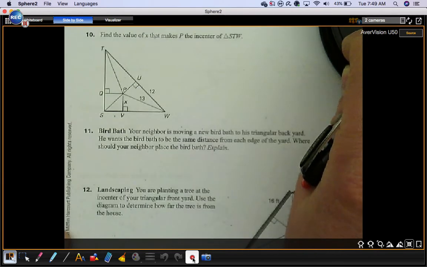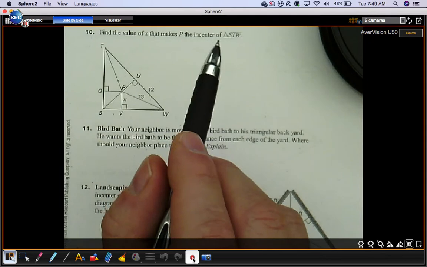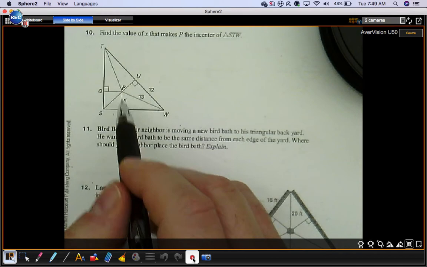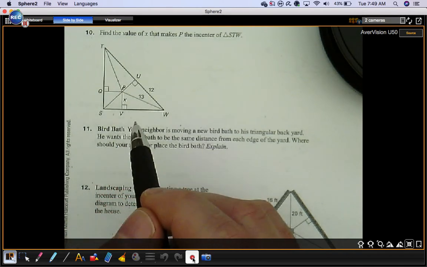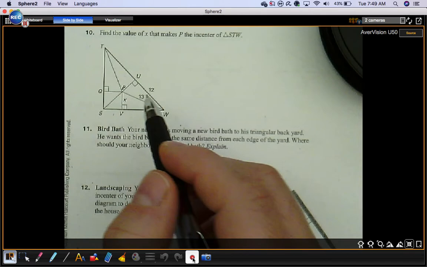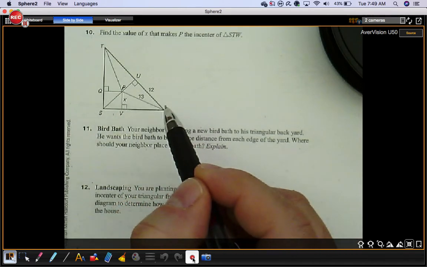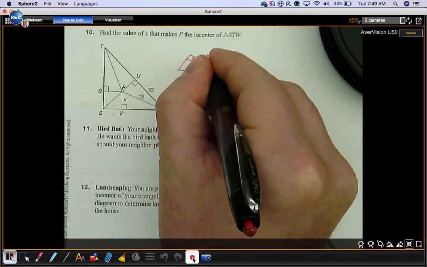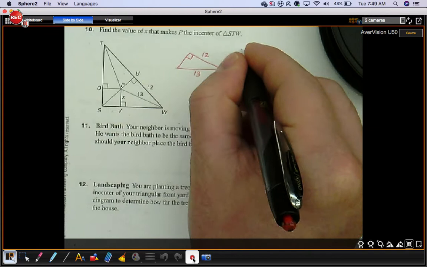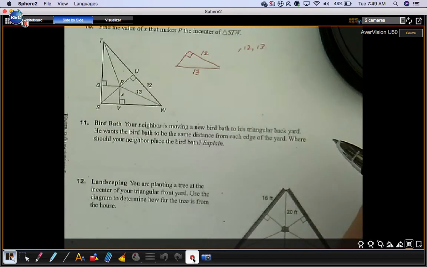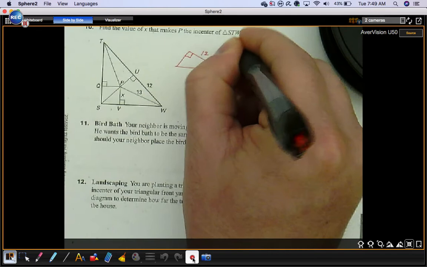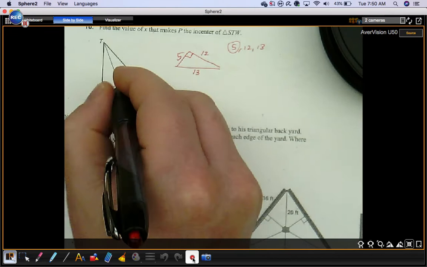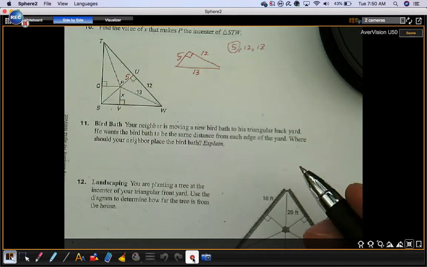Number 10. We're going to find the value of x that makes P the incenter of triangle STW. So this is not necessarily the incenter, but what would this be to make it the incenter? Well, here's one thing that I know. I know this is a right triangle, and again, I know my triples pretty well. If I have a 12 and a 13 as the biggest sides in my right triangle, I know that my smallest leg is 5. So that means P to U is 5. It has to be 5.